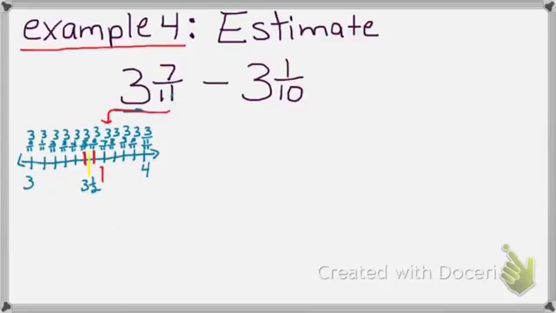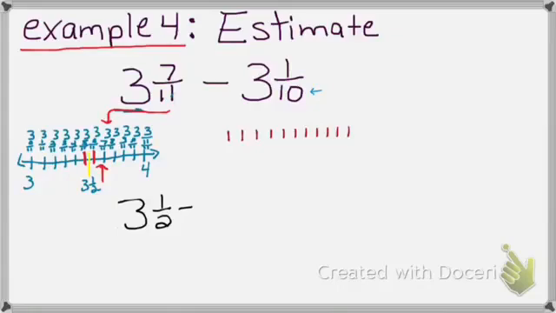Next, I find the exact given number and see where that is on my number line. 3 and 7 elevenths lies right here, so I see what that's closest to, and I can see in this example that's definitely closest to 3 1/2. That's my estimate. I write it down with the operation. In this case, it's subtraction. I do the same thing for the next number.